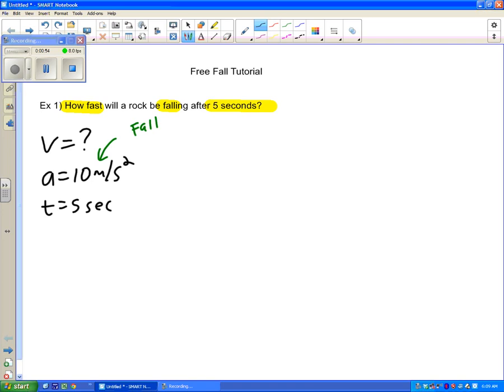So for things falling, I'm going to use this equation, Vf equals Vi plus At. And I don't know what V is. I know A is 10 and T is 5. And this V naught is actually going to be 0. And the reason it's 0 is because this is falling from rest.